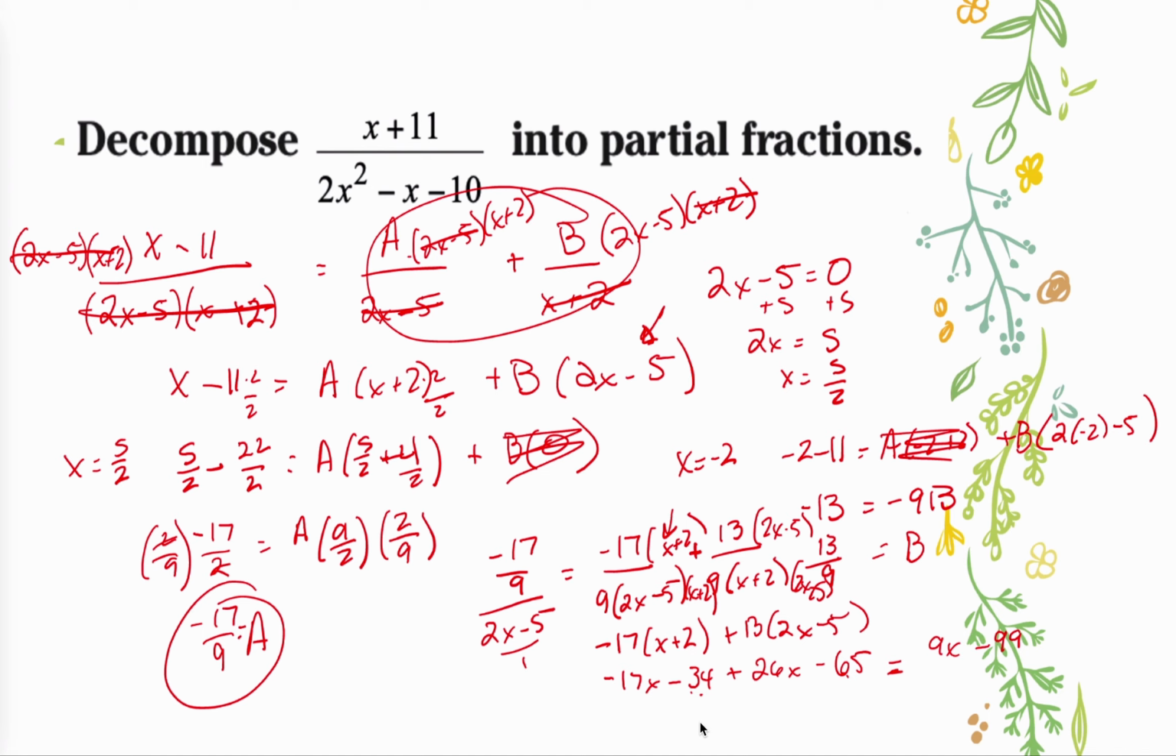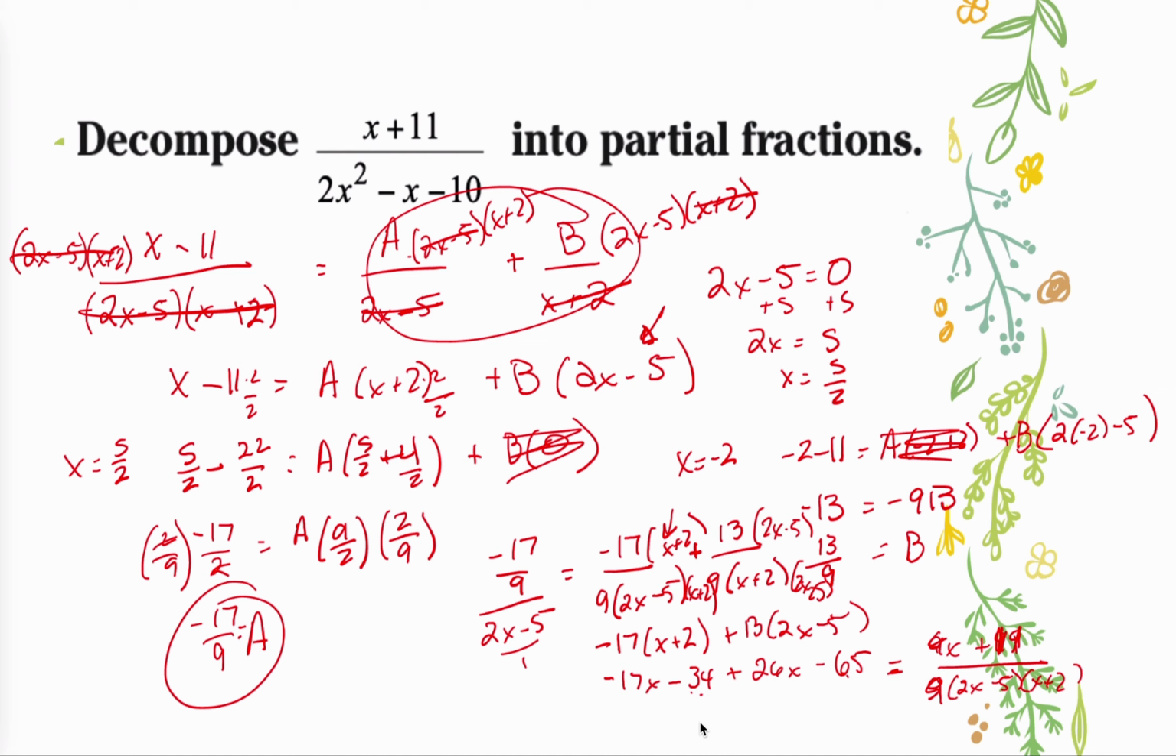Right? So we get 9x minus 99 over 9 times 2x minus 5 times x plus 2. And we can factor out a 9 and make that x minus 11, x plus 11. How did I mess up a minus there? I lost a minus somewhere. It should be x plus 11. We'll come back to that later.